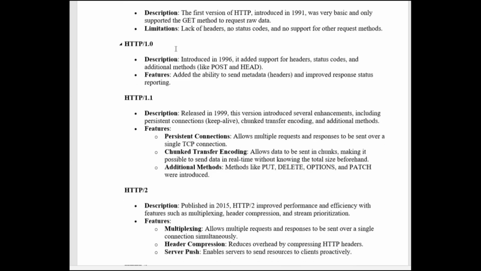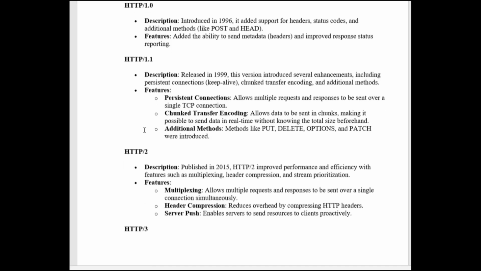HTTP 1.0, introduced in 1996, added support for headers, status codes, and additional methods like POST and HEAD. HTTP 1.1, released in 1999, introduced several enhancements, including persistent connections, chunked transfer encoding, and additional methods.